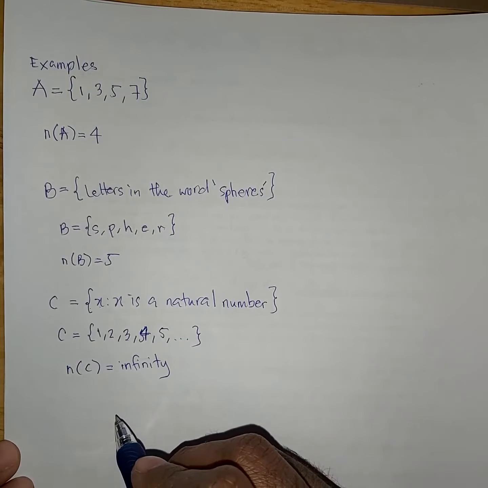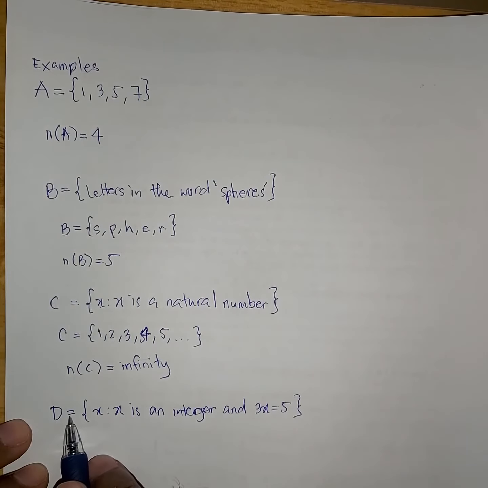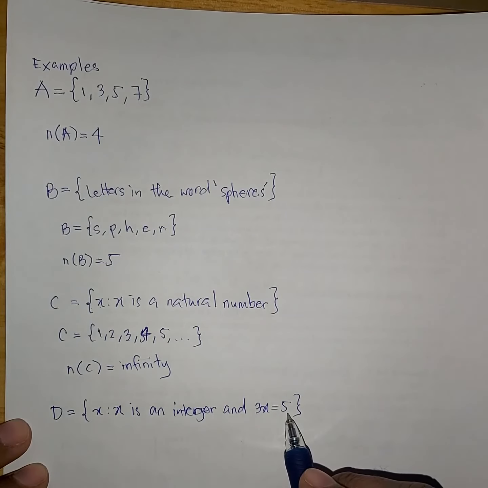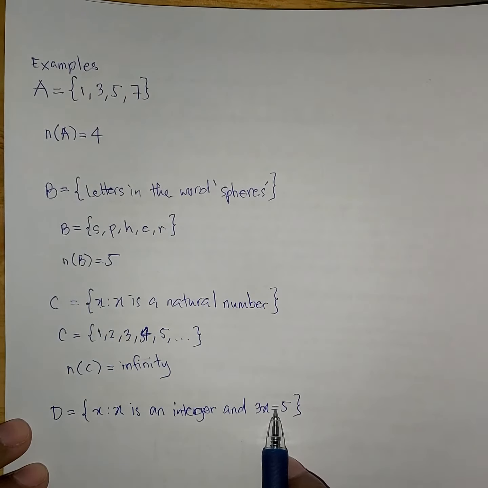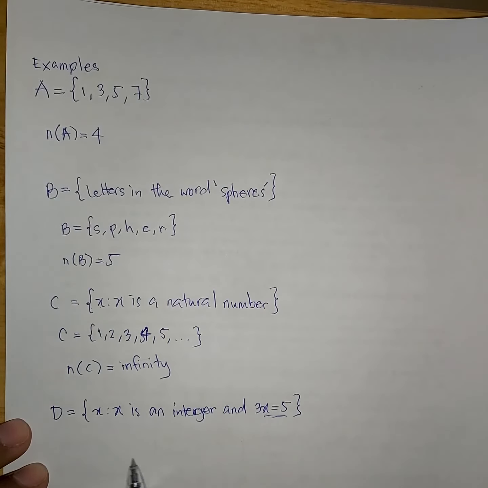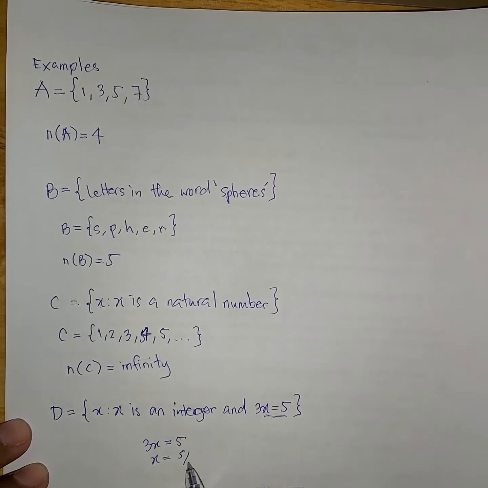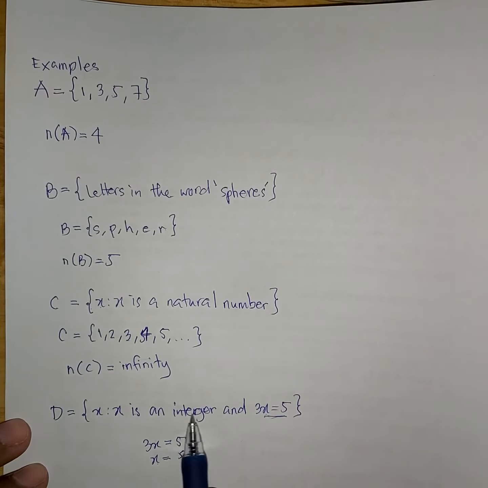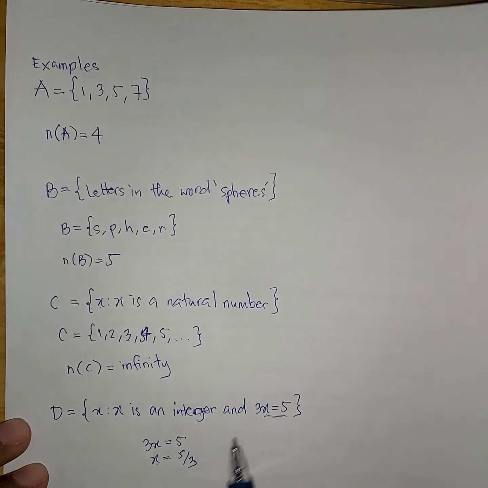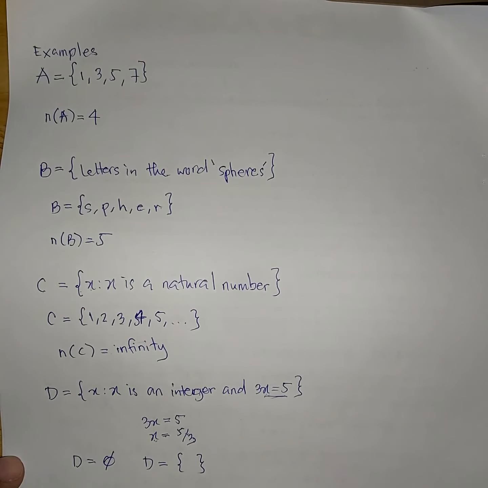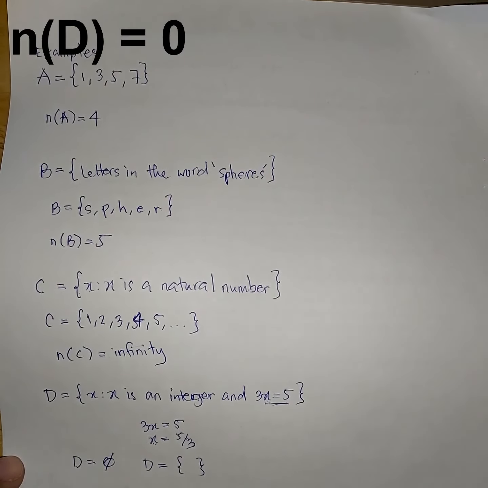We look at another example again. Set D is equal to the set of X such that X is an integer and 3X is equal to 5. Before you list the elements of this set, you must solve this equation first. 3x equals 5, x equals 5 over 3. X is an integer. Now look here, solving this equation, X is equal to 5 over 3. Now 5 over 3 is not an integer. Set D is equal to the null set. The number of elements in set D will be equal to 0.